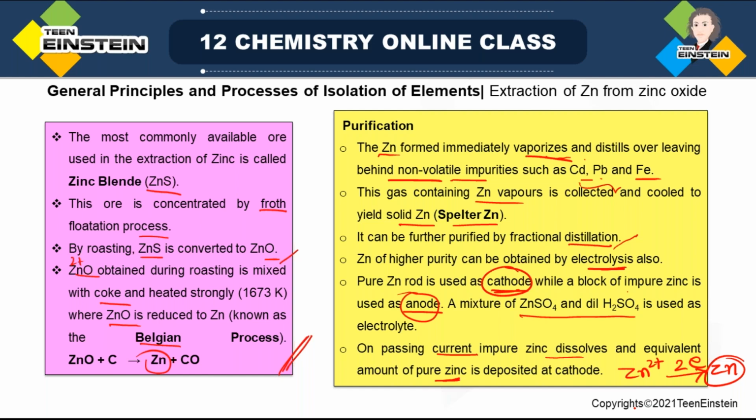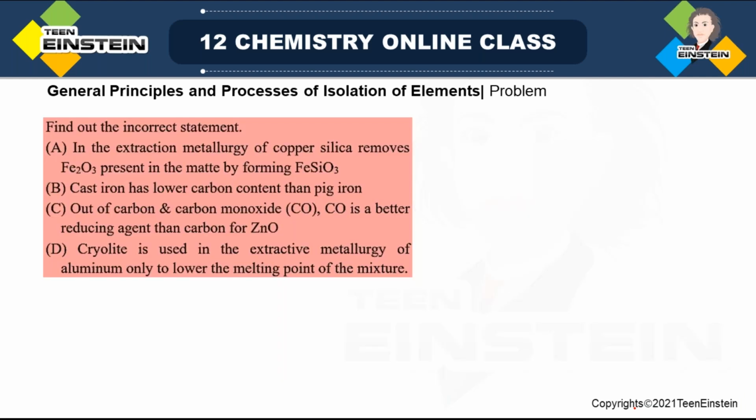Is there any doubt? Regarding extraction, here we will have one problem. We have to find out the incorrect statement. It is single choice, that means 3 statements will be correct and 1 statement will be wrong.